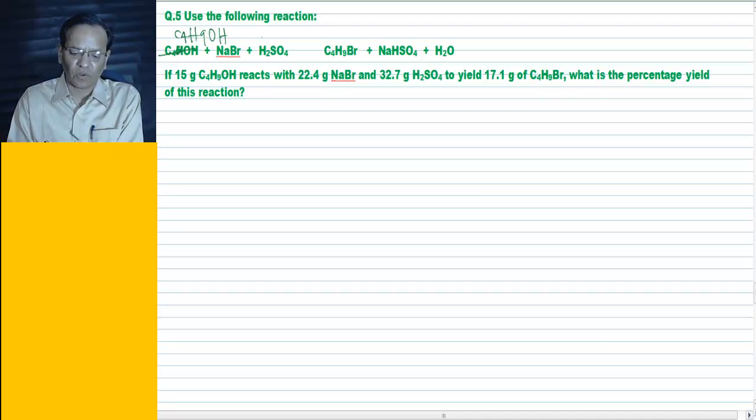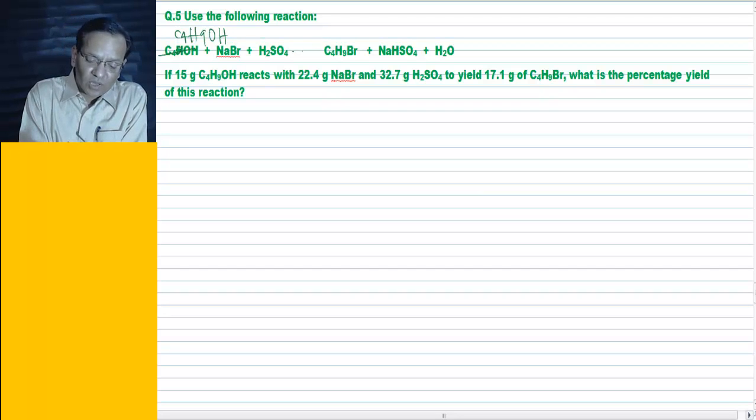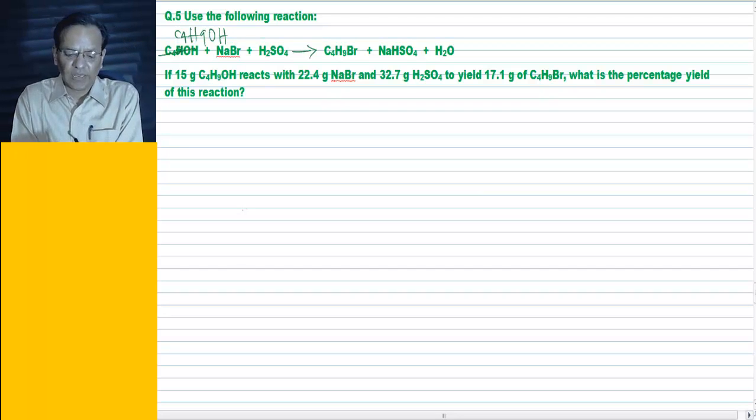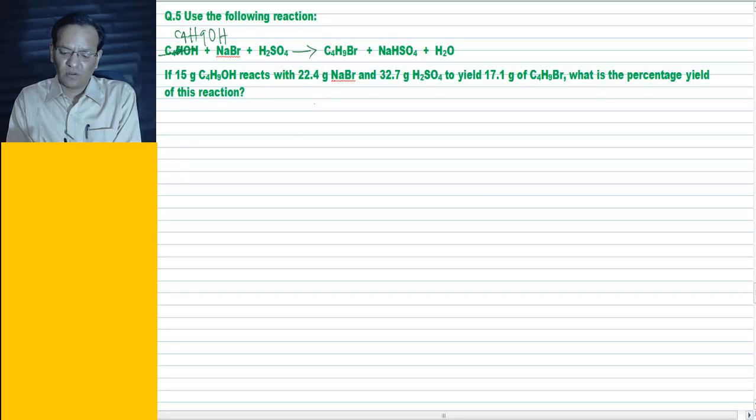C4H9OH plus NaBr plus H2SO4 gives C4H9Br plus NaHSO4 plus H2O. 15 gram of C4H9OH reacts with this much gram of NaBr and 32.7 gram of H2SO4 to yield this much gram of this. What is the percentage yield of the reaction?